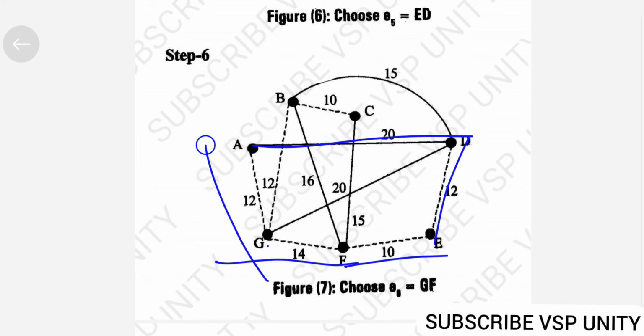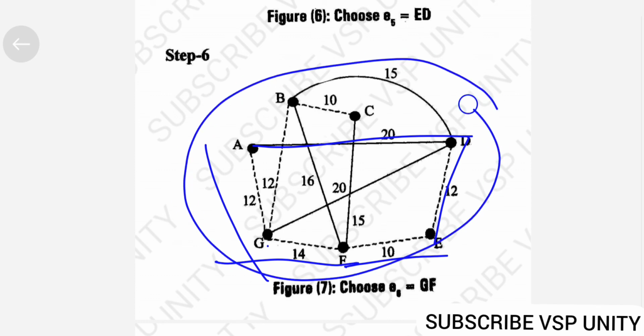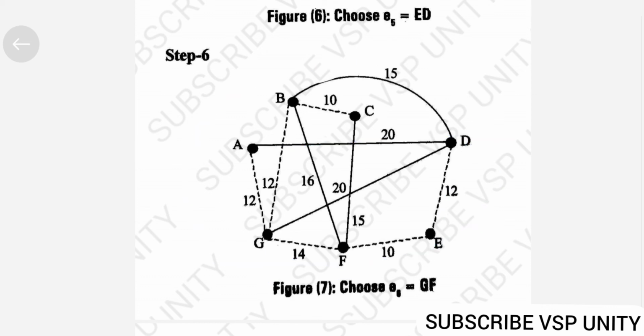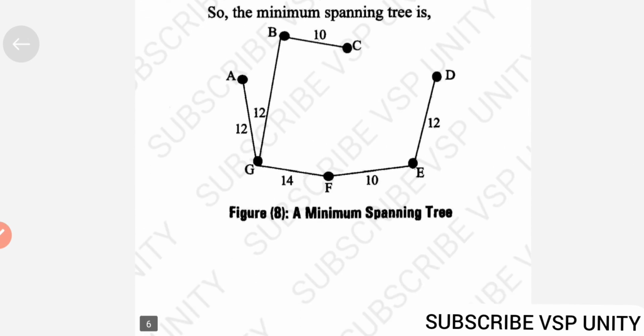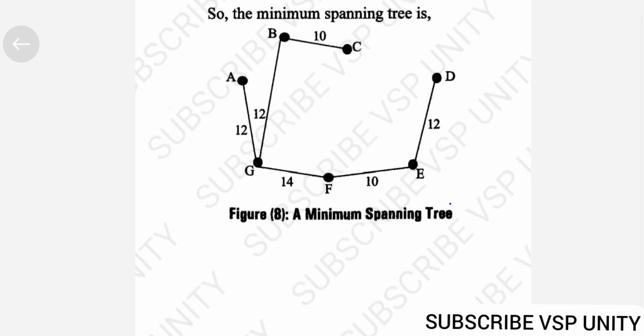So traversing of each and every vertex in your graph is already done. We should not go for any more edges to be included in our spanning tree. Now finally your spanning tree will look like this one. Just see it in the next slide. So this one is your spanning tree.